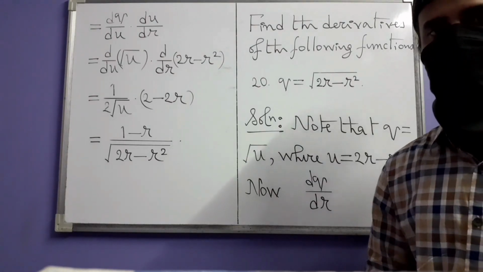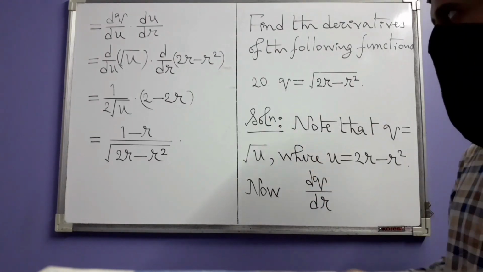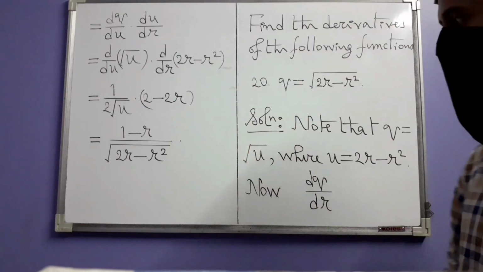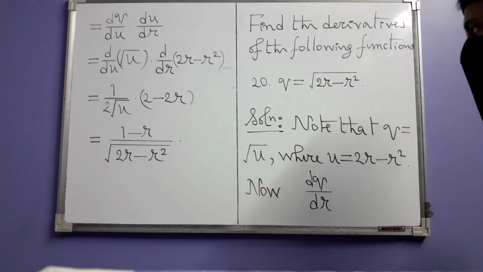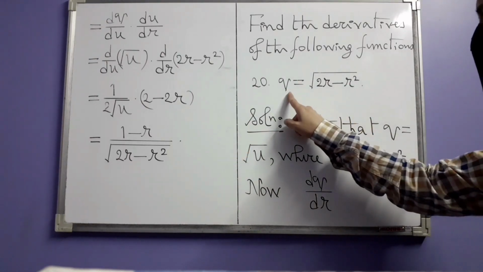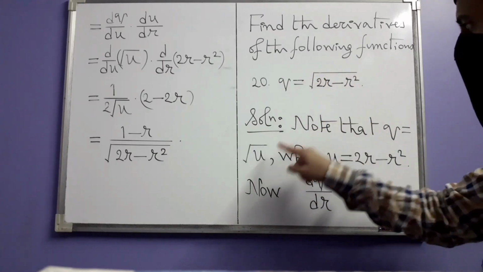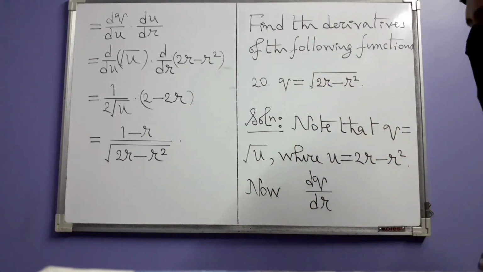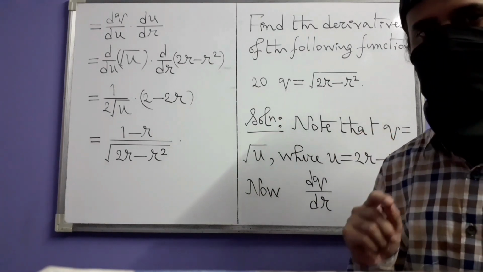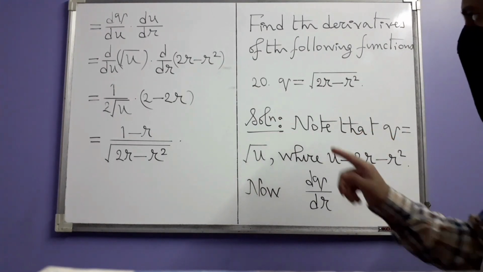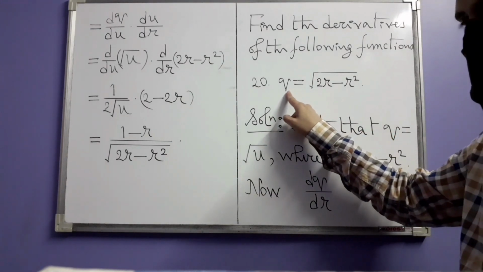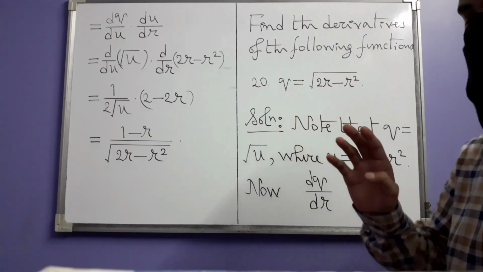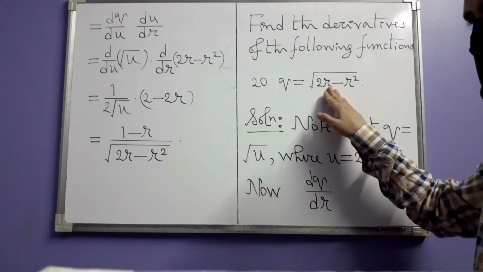So we first adopt the method of splitting. We have seen 2 or 3. So let's first do it that way. Note that the given function q is square root of u, where u is equal to 2r minus r squared. Let me draw your attention to one more thing. Note that the dependent variable here is q, not y, and the independent variable is r, not x.